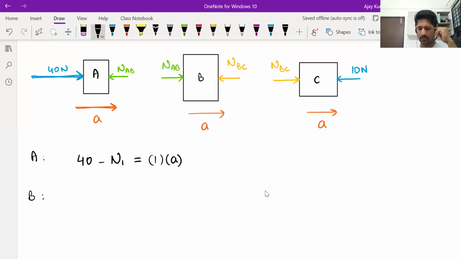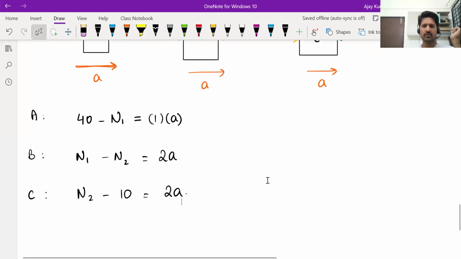Aishwarya, tell me the equation for B. So N of AB minus NBC is equal to 2A. Okay. N1 minus N2 is equal to its mass multiplied with its acceleration. And for C? Sir, NBC minus 10 is equal to 2. Okay. That's all.